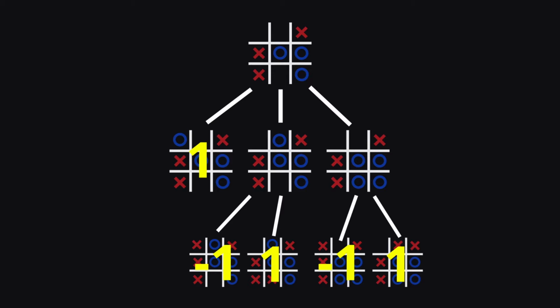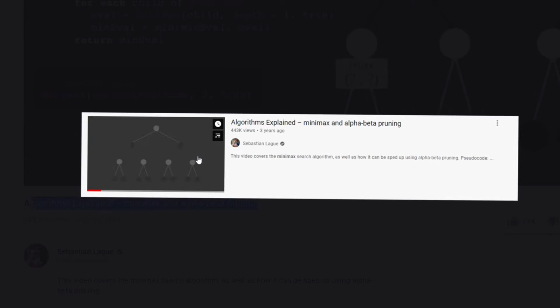So going up the tree, we interchange between the player picking the minimum of the following moves and the AI picking the maximum, all the way until the AI can pick which of these branches leads to the best final position, and from that it can pick which move on the board leads to the highest evaluation. This is really oversimplified. If you want to know more, Sebastian Lague has a really good video on the topic which I will link.